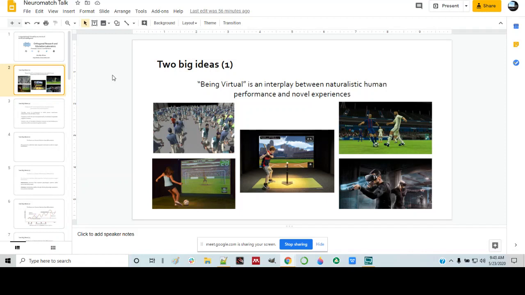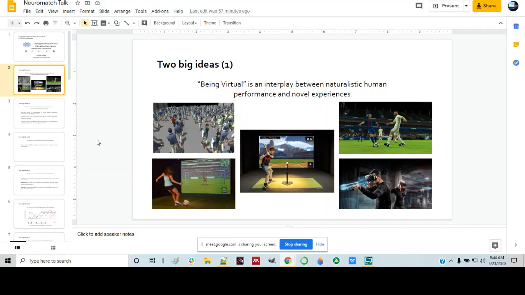We have to think about two big ideas here, and this has to do with people in virtual environments. It could be animals too, but we'll only talk about people for right now. The first idea is that being virtual, and you see examples of people being virtual here, is an interplay between naturalistic human performance and novel experiences. Whether you're playing a sports simulation, manipulating an avatar, or walking in a crowd of other virtual people, it's a novel experience. But it's also naturalistic human performance: kicking a soccer ball, hitting a ball on a tee, or shooting at a target.